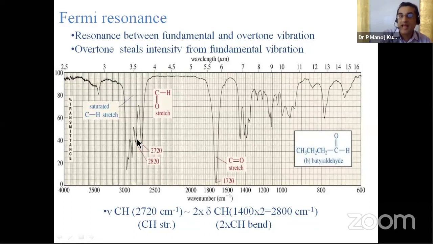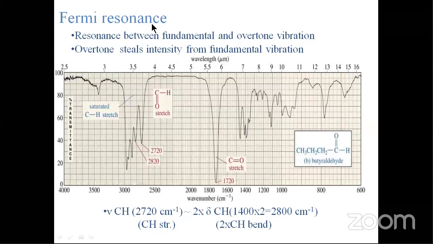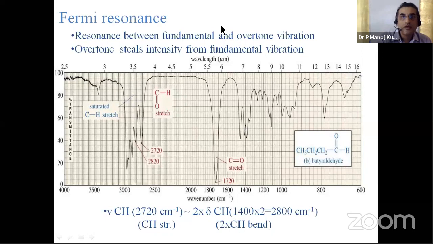So in the case of an aldehyde, you will be able to see a split peak. This is due to Fermi resonance. That is the resonance that is happening between the CH stretching of an aldehyde and the first overtone of the CH bending. This is what we call Fermi resonance. So this is a diagnostic band for the identification of an aldehyde.